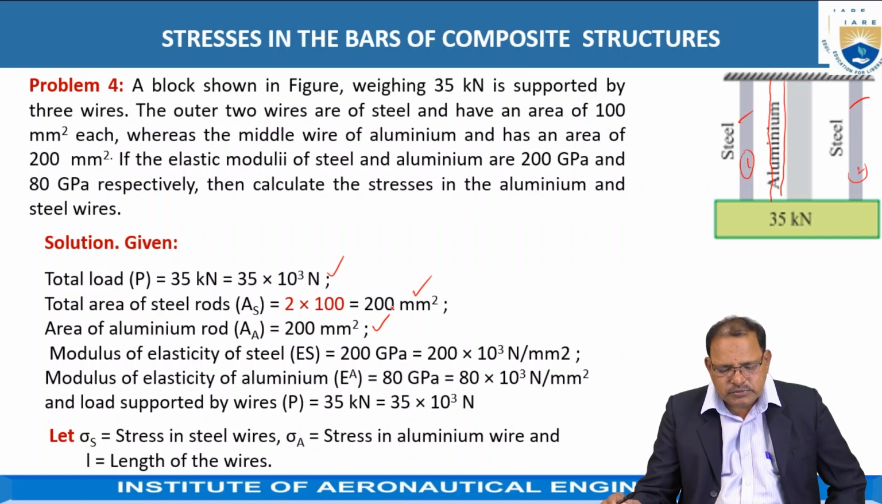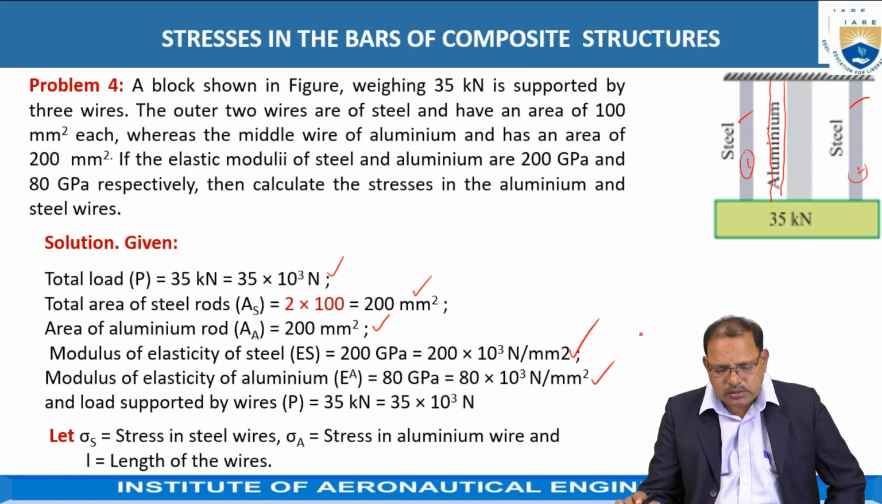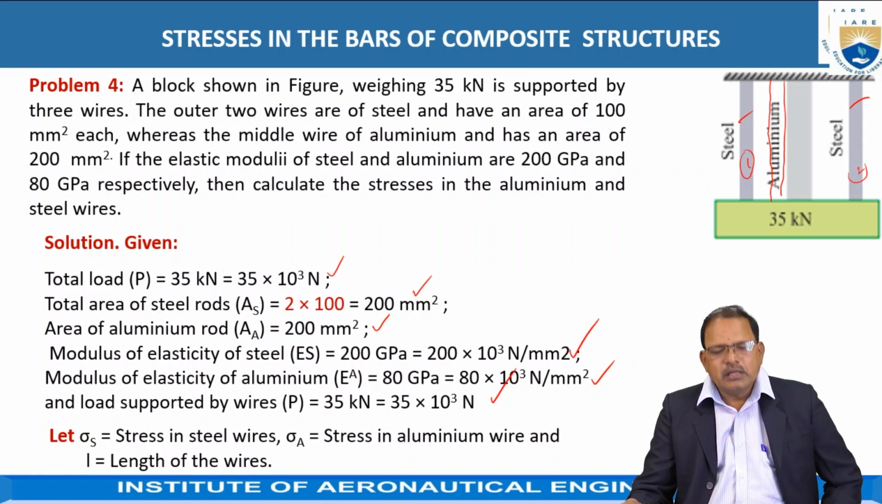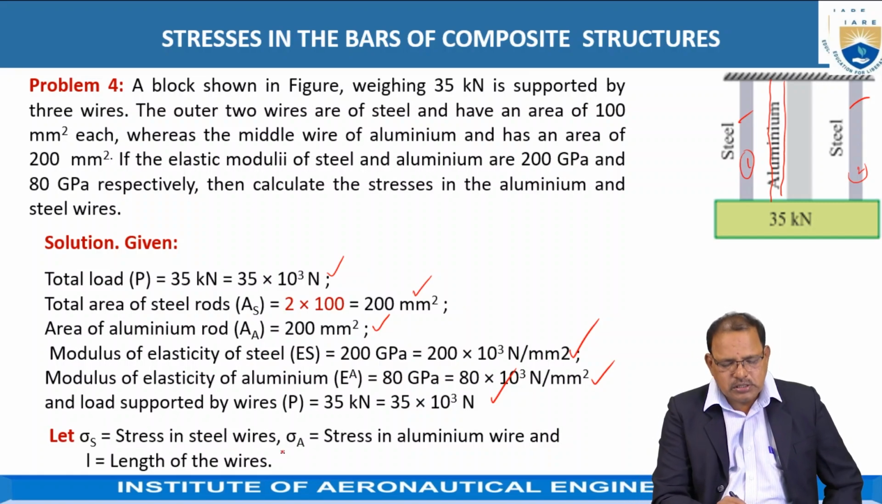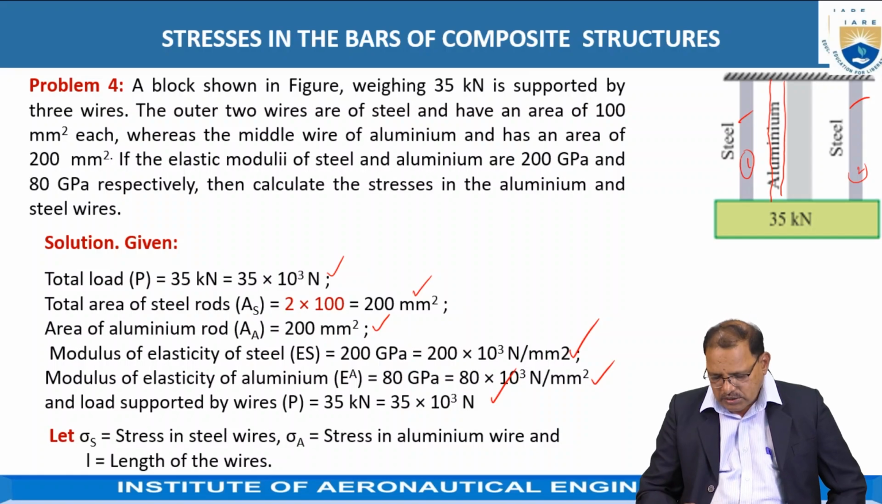The modulus of elasticity of the steel is equal to 200 gigapascal, 200 into 10 to the power of 3 Newton per mm square. Modulus of elasticity of aluminum is equal to 80 into 10 to the power of 3 Newton per mm square. The load supported by the wires, capital P, is equal to 35 kilonewtons, 35 into 10 to the power of 3, is given. Sigma S represents the stresses in the steel wires, and sigma A represents the stresses in the aluminum wire. L is the length of the wire.